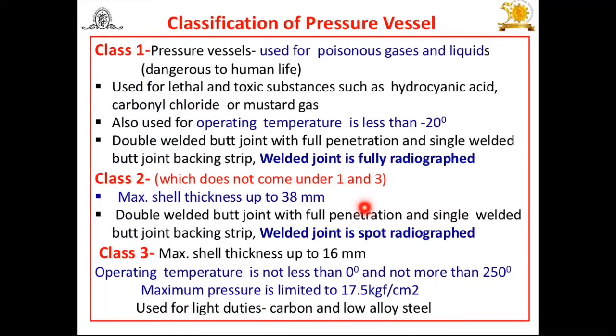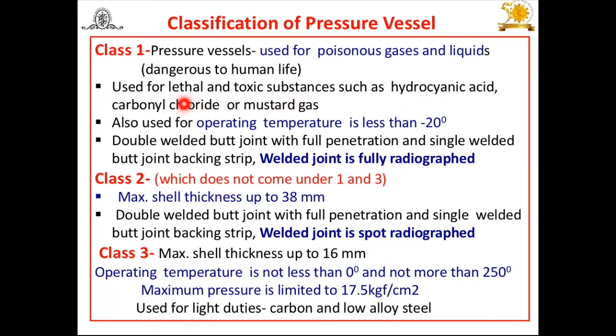Now come to the next point, classification of pressure vessel. Pressure vessels are classified into three types: class 1, class 2, and class 3 pressure vessel. Class 1 pressure vessel is used for poisonous gases and liquids, which are dangerous to human life. Such pressure vessels are used for lethal or toxic substances like hydrocyanic acid, carbonyl chloride or mustard gas. Another important point: the operating temperature of this class 1 pressure vessel is less than -20 degrees.